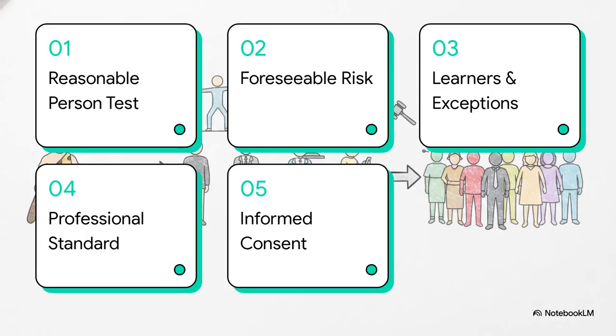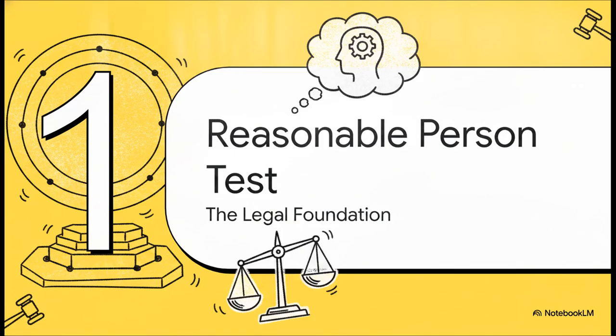To figure out exactly how this works, we're going to explore 5 distinct areas today. First up, the reasonable person test. Second, measuring foreseeable risk. Third, we'll get into learners, children, and exceptions. Fourth, the professional standard. And finally, the massive modern shift to informed consent. So kicking things off with Section 1, the reasonable person test.